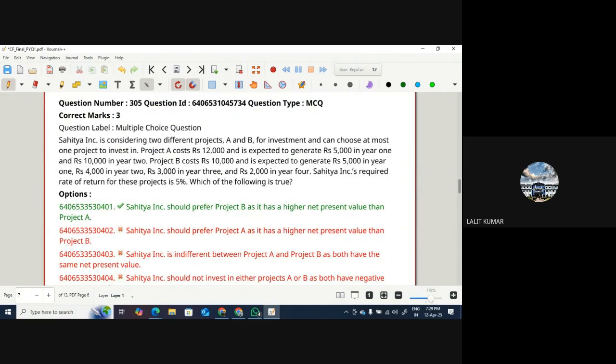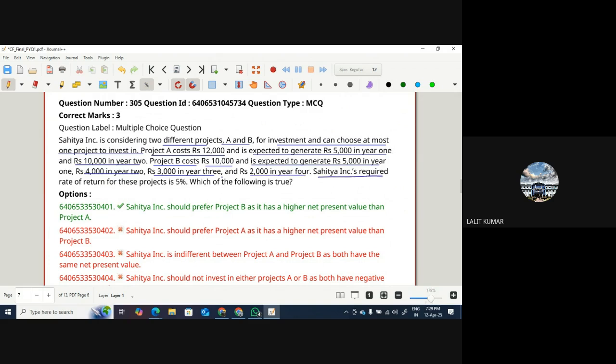Now we come to the next question. Sahitya Income is considering two different projects, A and B, for investment and can choose at least one project to invest in. Project A costs 12,000 and is expected to generate 5,000 in 1 year, 10,000 in 2 years. Project B costs 10,000 and is expected to generate 5,000 in year 1, 4,000 in year 2, 3,000 in year 3, and 2,000 in year 4.